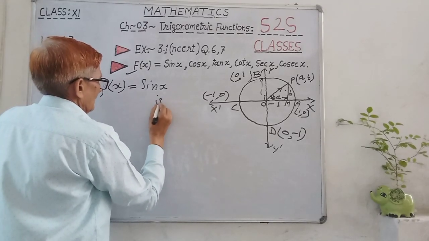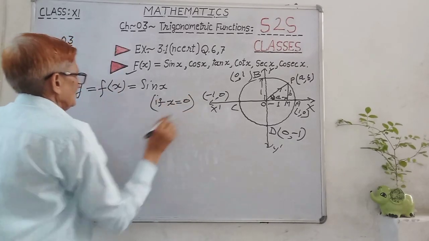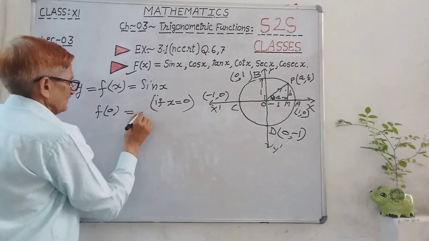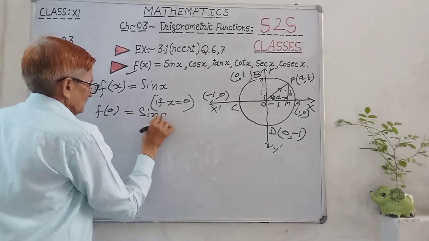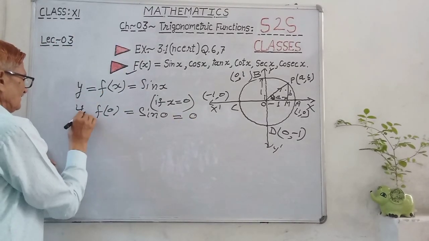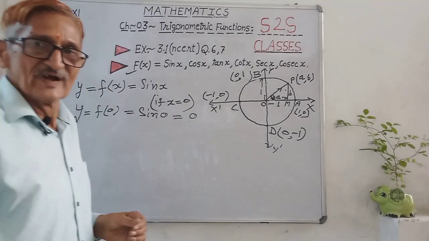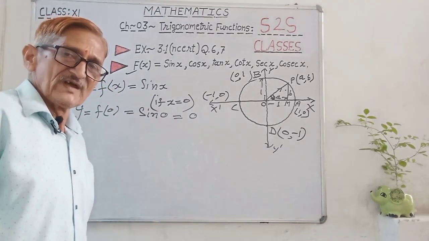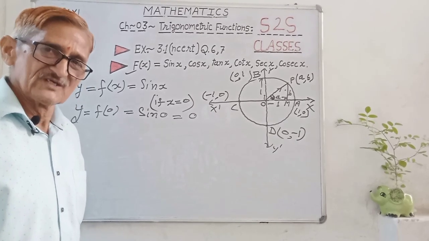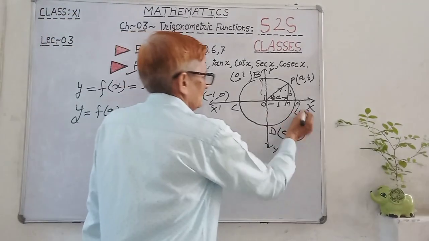If, understand, x is equal to 0, then sine of 0 is equal to 0, we know. So 0, 0. Y coordinate 0. If angle x is 0, y coordinate is 0. Understand? Y coordinate यहाँ पर 0.